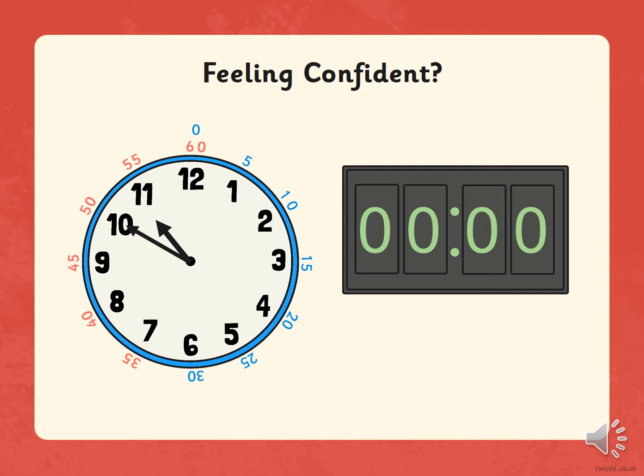Wow, this is a hard one. We're going to have to count in so many fives, but I know we can do it. Let's look at the hour hand first. It is between the 10 and the 11. So that means that it is 10 something. Now let's count in fives. 0, 5, 10, 15, 20, 25, 30, 35, 40, 45, 50. The big minute hand is pointing to the 10 or 50 minutes. So the time is 10:50.